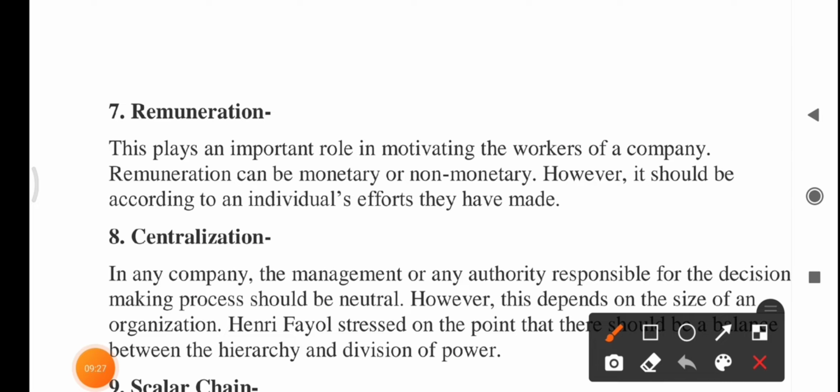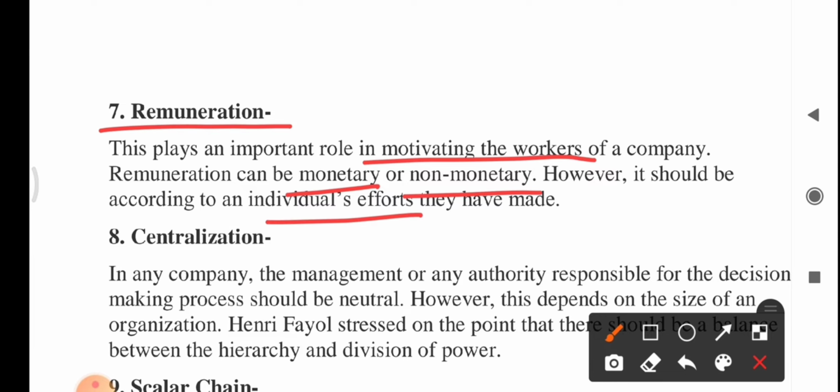Okay, next is remuneration. This is one of the most important ones for the employees actually. It plays an important role in motivating the worker. Why do you get salaries or remuneration? Because the worker feels motivated. Remuneration can be monetary or non-monetary. However, it should be according to the efforts an individual has made. So how much effort an individual puts in, accordingly the individual gets salary or remuneration in the organization.